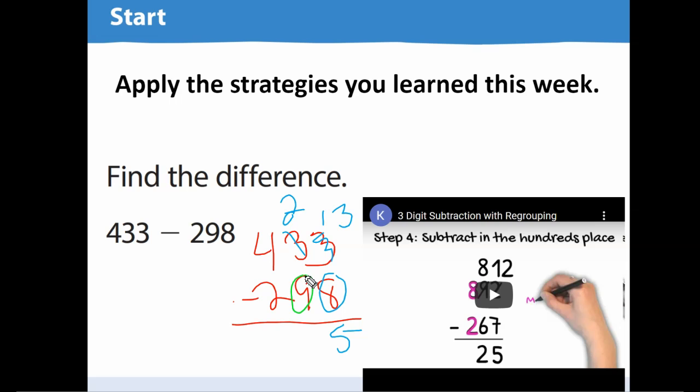I need to go where? Go next door, borrow 1 from 4, I get 3. The one that goes next door, instead of 2, I have 12. 12 minus 9 is 3. And 3 minus 2 is 1. So 135.